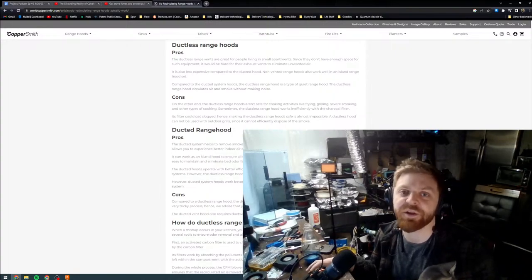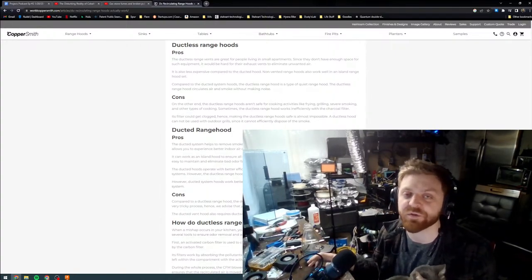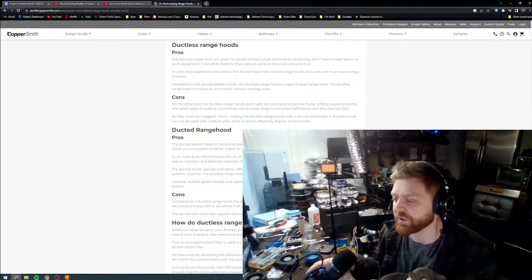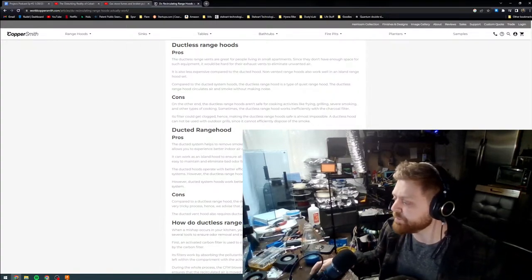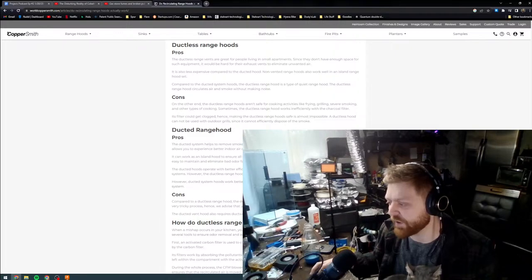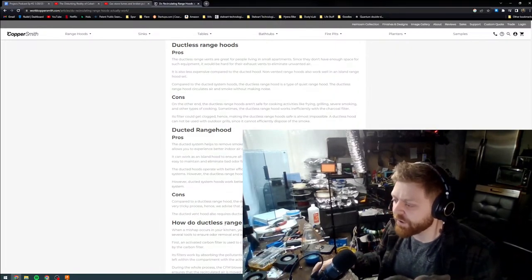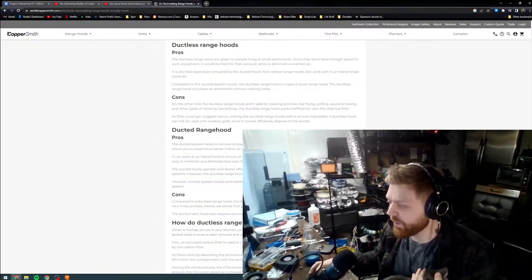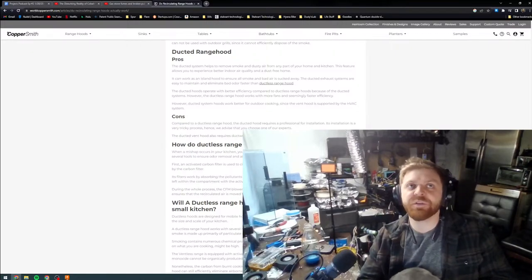Yeah, because you need to make an external penetration into your house. So, you know, if you have brick, it's especially hard, or stone or whatever, because it's just a lot harder to make an external penetration. Its installation is a very tricky process, hence we advise that you choose one of our experts. Ah, they have experts! The ducted vent hood also requires ductwork for it to efficiently propel air out of your cooking area. Okay. Well, I mean, so this is what I'm imagining.